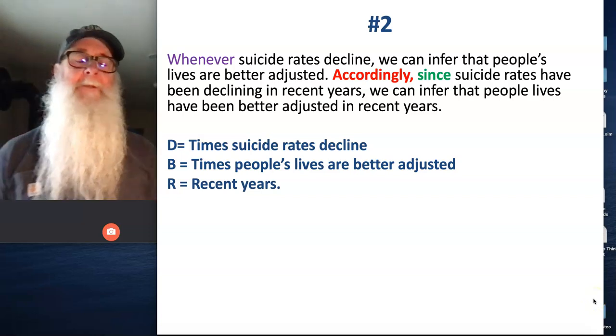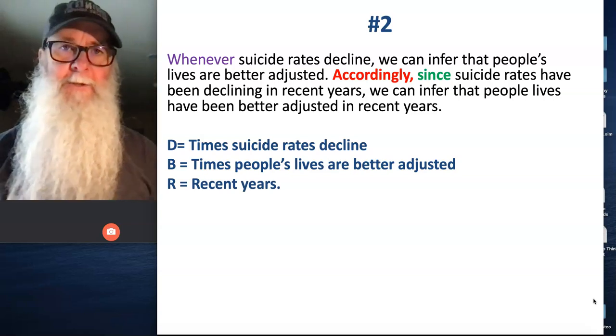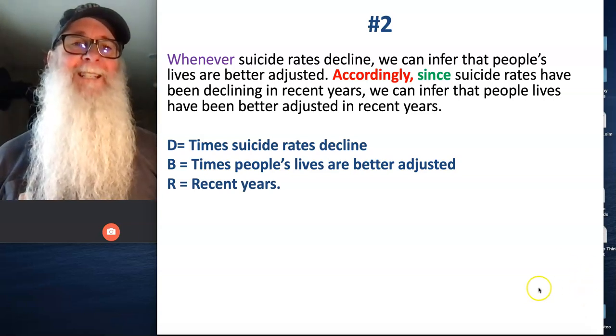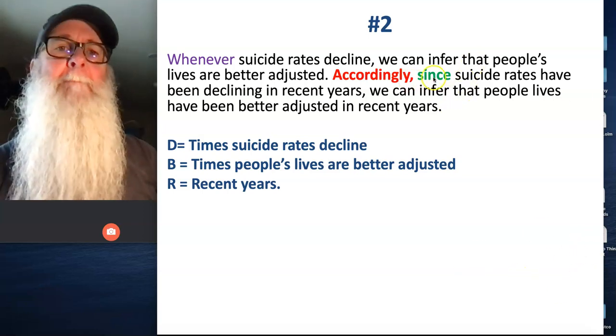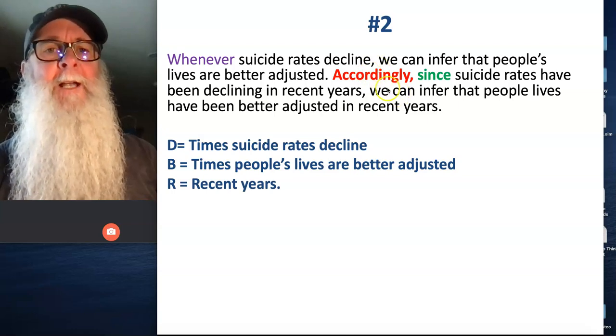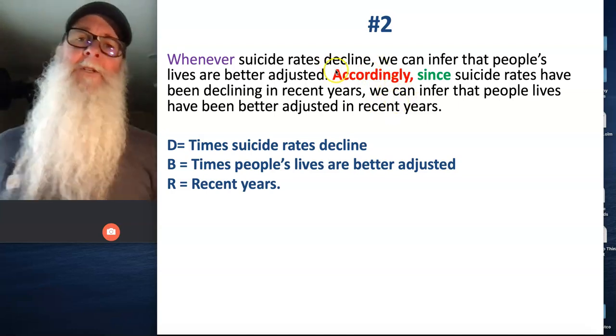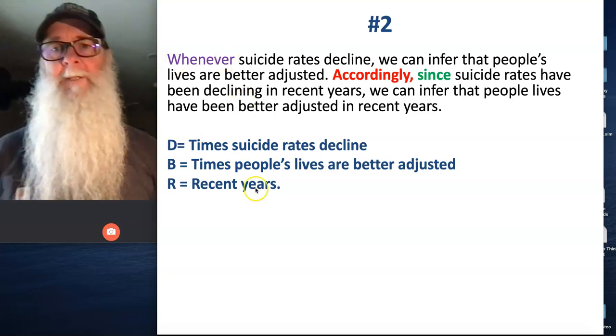Number 2, we begin by taking note of indicator words. We have the word "accordingly," which is a conclusion indicator, and we have the word "since," indicating a premise. So we know that our conclusion follows the word "accordingly," but we have embedded in here a premise between the conclusion indicator and the conclusion of the argument. We also know that the sentence that precedes the conclusion indicator is the other premise of the argument.